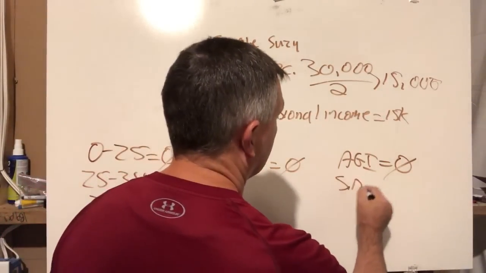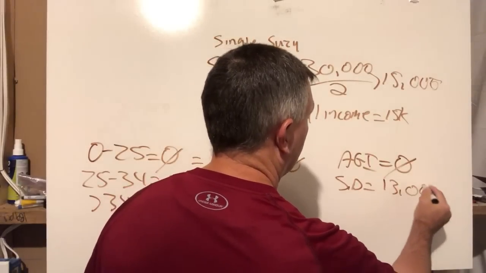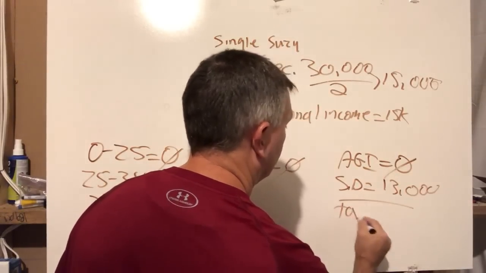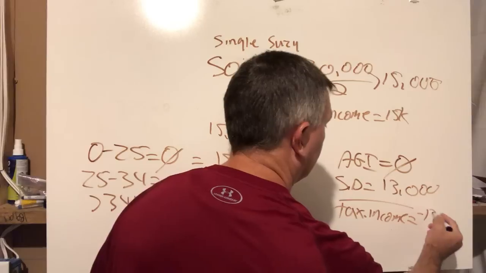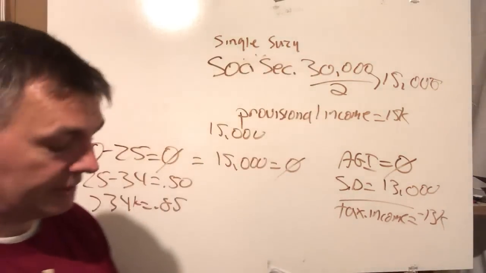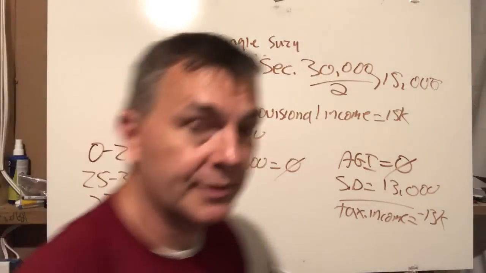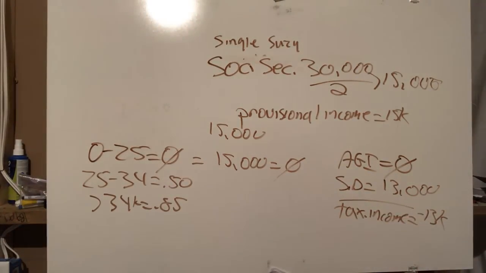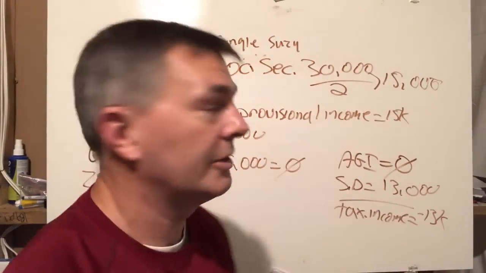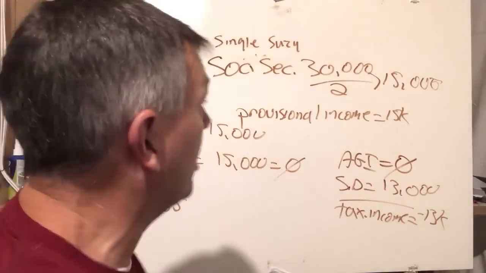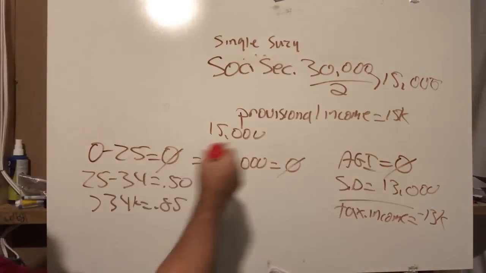A standard deduction, we'll just say $13,000. So we have taxable income minus $13K. All right, that's it. Simple as that. So it doesn't matter if you're single, if you're married, it doesn't matter. If all of your income comes from Social Security, it's not subject to taxation. It just won't be. And you can run the numbers any which way you want, and you can try to prove me wrong, but you will be incorrect.